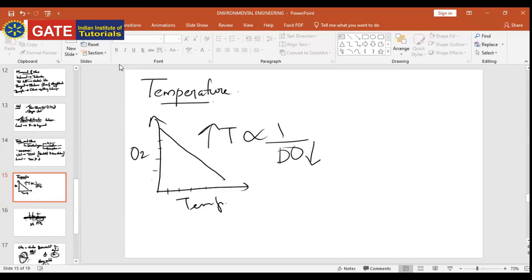Lower levels of dissolved oxygen can be due to the drastic increase in the temperature.